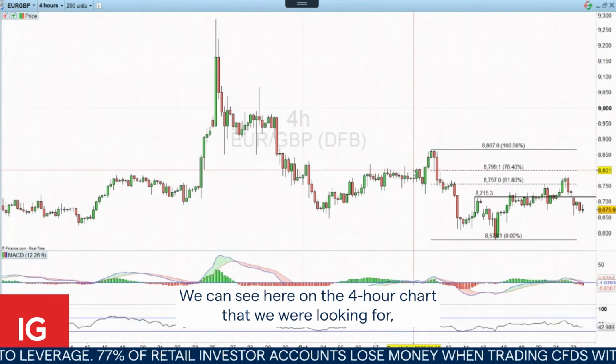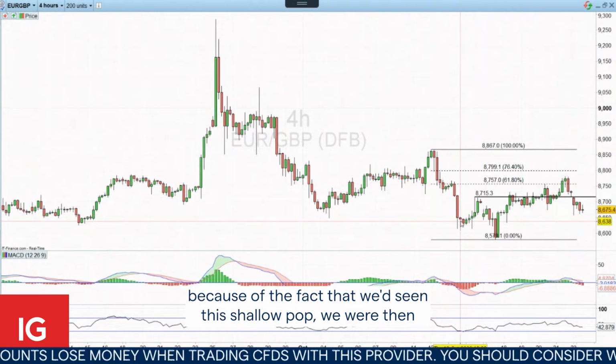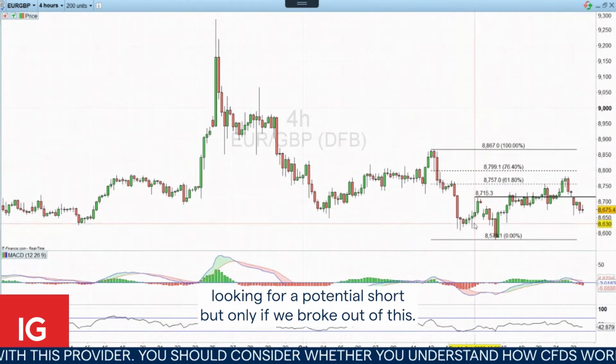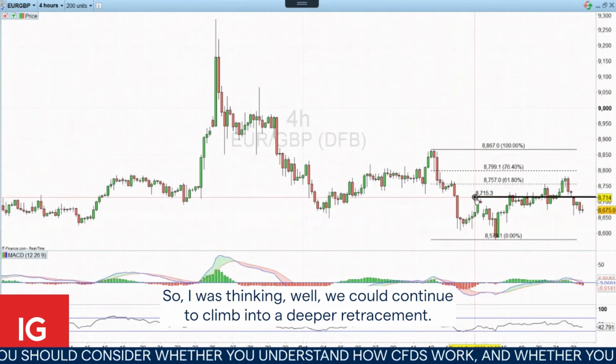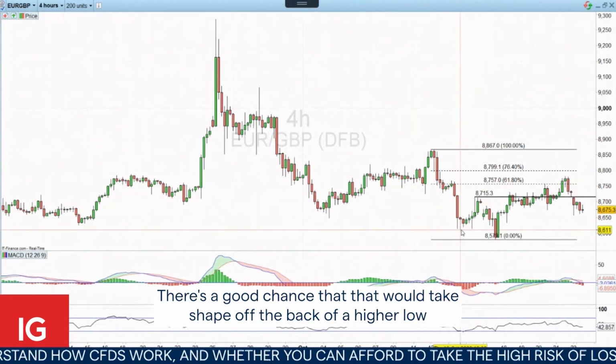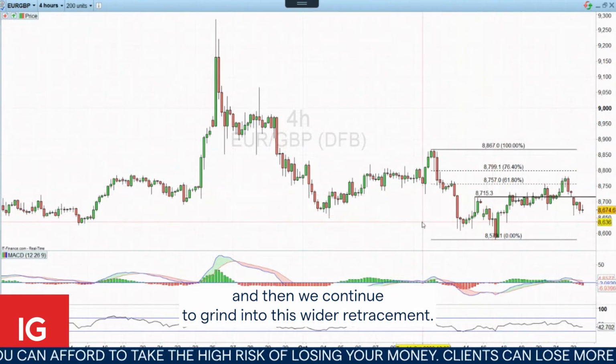We can see here on the 4-hour chart that, because of the fact that we'd seen this shallow pop, we were then looking for a potential short, but only if we broke out of this. So I was thinking, well, we could continue to climb into a deeper retracement. There's a good chance that that would take shape off the back of a higher low, and then we continue to grind into this wider retracement.